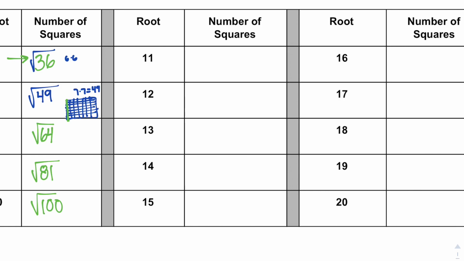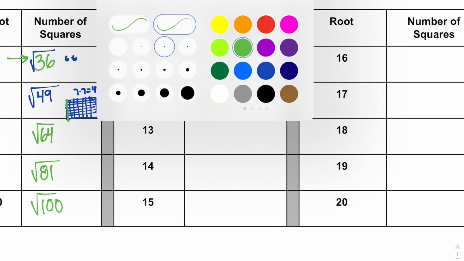The root for 11, how many squares would we need? Well, I know 11 times 11 is 121. So we would need 121 squares to make a root of 11. For 12, if our root is 12, that means I need to make Cheez-Its that have 12 rows and 12 columns. So 12 times 12 is 144. The root of 144 is 12.